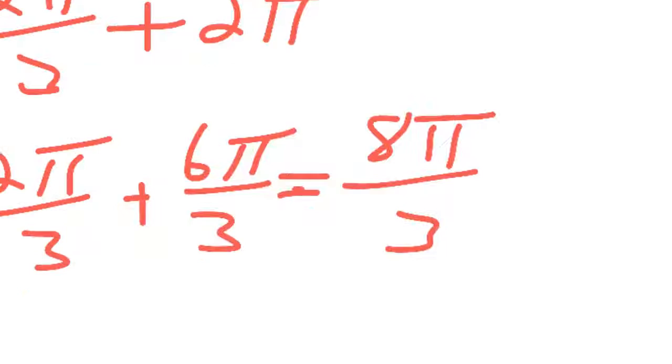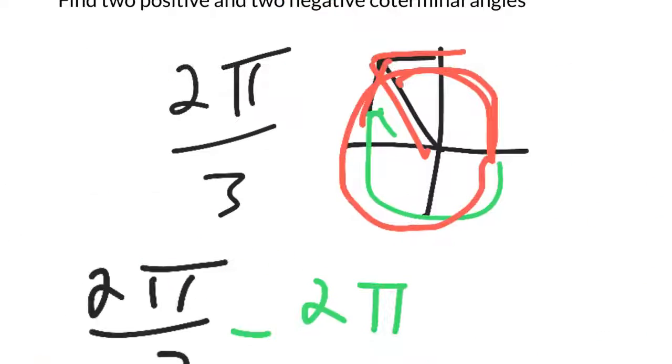So this one here is a positive, and this one here is a negative coterminal angle to 2 pi over 3.